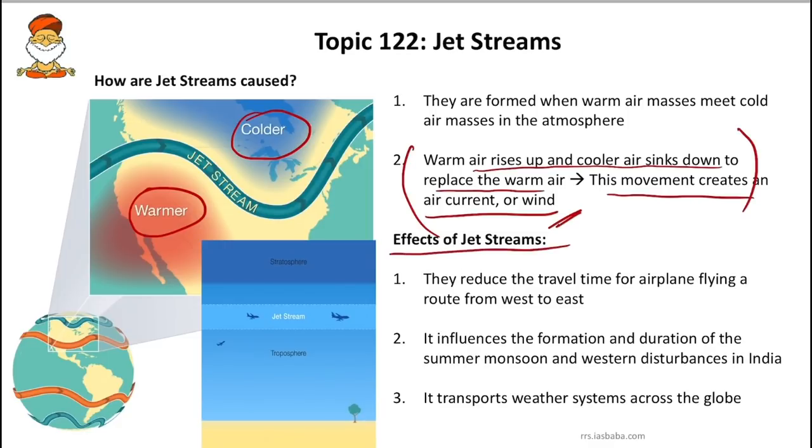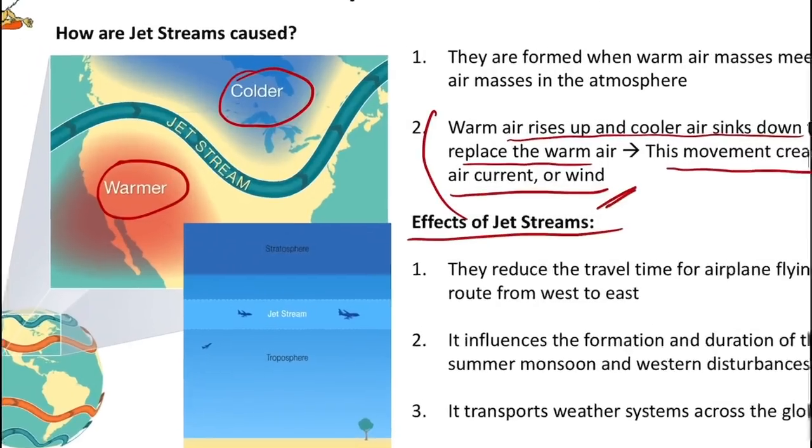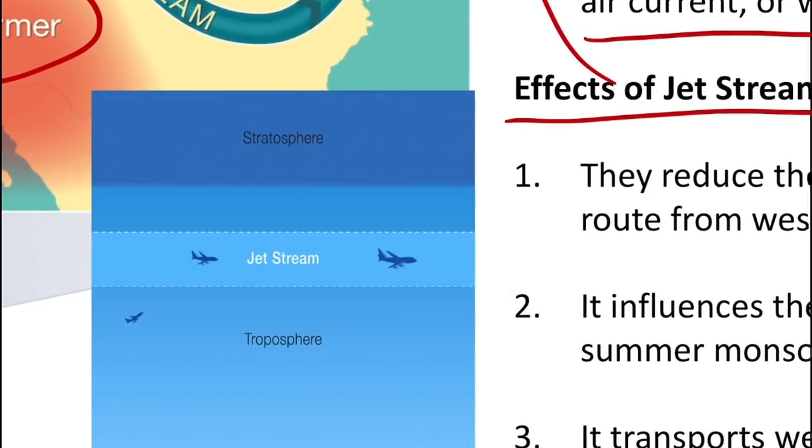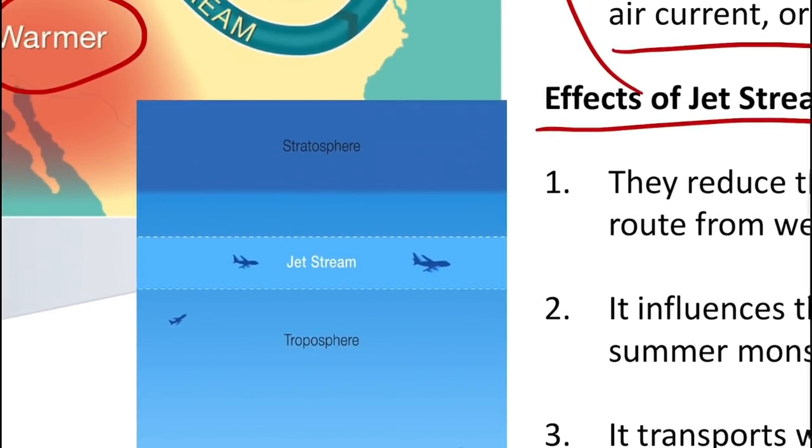Next we will try to understand the effects of jet streams. As I told already, major jet streams are found near the upper level of the atmosphere, 9 to 16 kilometers from the Earth's surface. Aeroplanes usually fly in the mid to upper troposphere, or in the stratosphere, as you can see in the figure. Whenever flights fly a route from west to east, they can generally make the trip faster due to this jet stream.